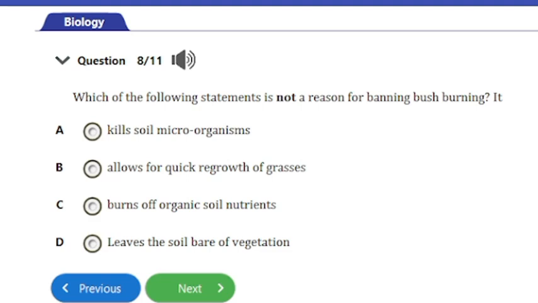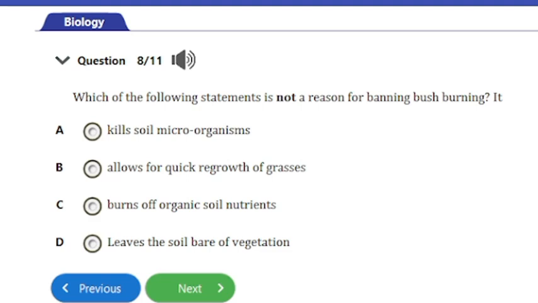So let's go ahead and consider the next question. Question number 8. It says, which of the following statements is not a reason for banning bush burning? It's A, kills soil microorganisms. B, allows for quick regrowth of grasses. C, burns off organic soil nutrients. D, leaves the soil bare of vegetation.